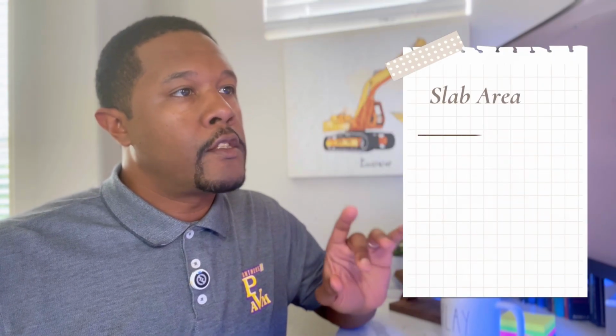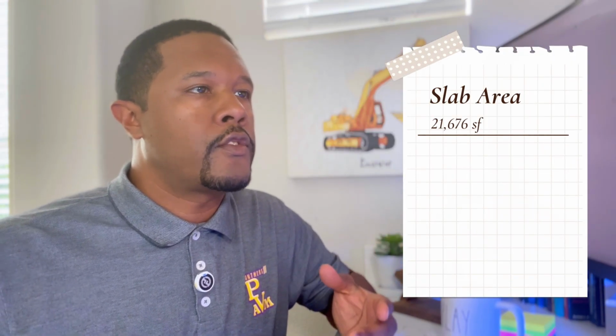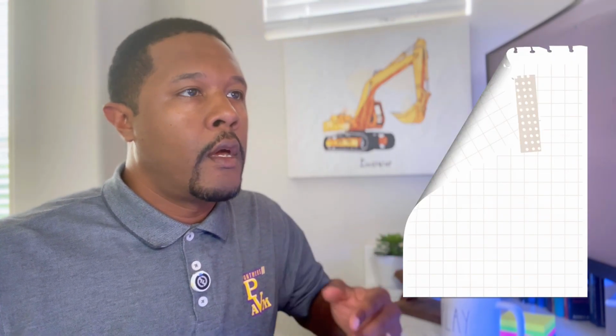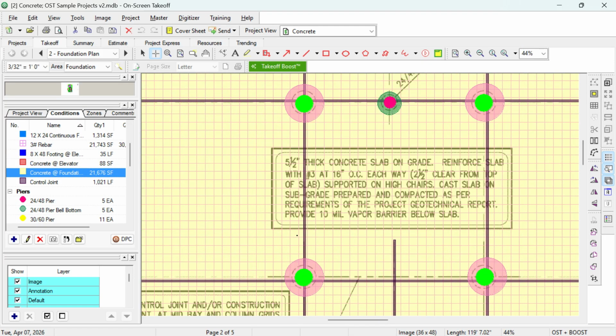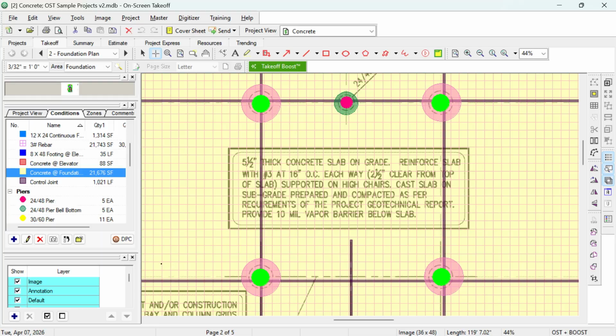In this video, I'm going to walk you through how to price a concrete slab on grade from the takeoff all the way to a unit cost that you can apply across the whole project. Now, I've already done the takeoff on this slab that is 21,676 square feet. And we'll gather our other information from the note here. It says that this is a 5.5 thick slab on grade. And so we're going to break down the material, labor, and the production.